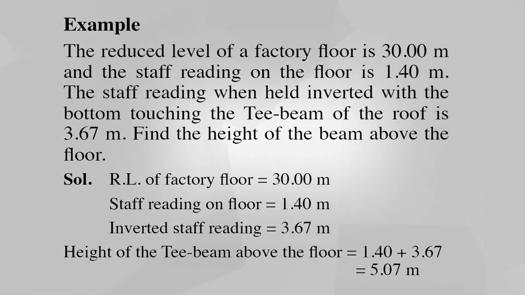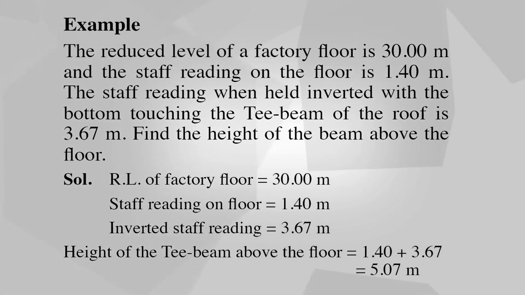Moving on to the next example, the reduced level of a factory floor is 30 meters and the staff reading on the floor is 1.40 meters. The staff reading when held inverted with the bottom touching the T-beam of the roof is 3.67 meter. We have to find the height of the beam above the floor. So, it's the same question as the previous one.